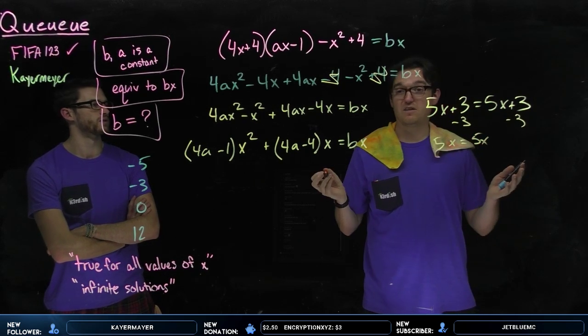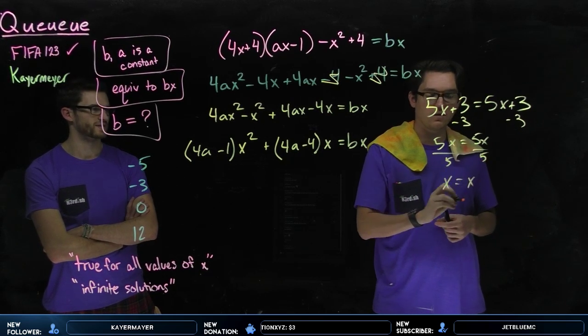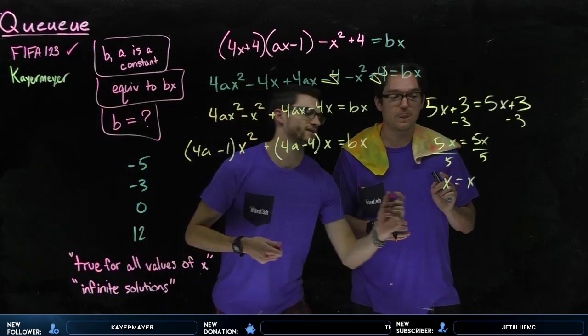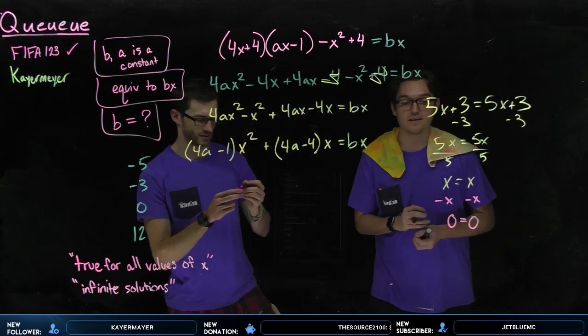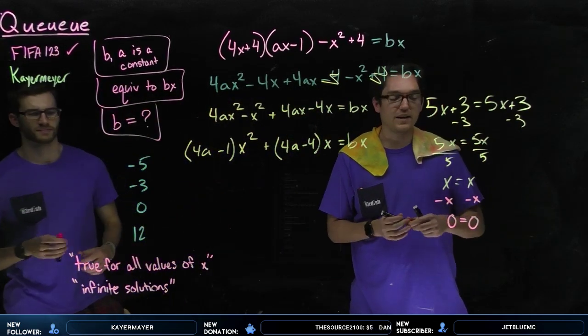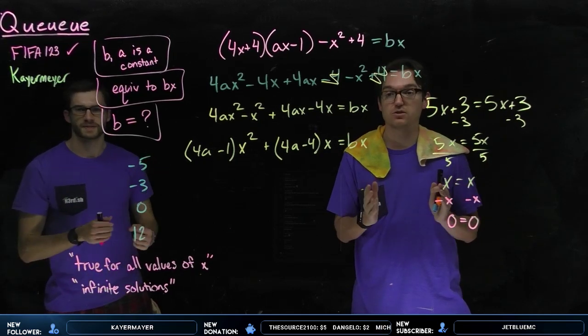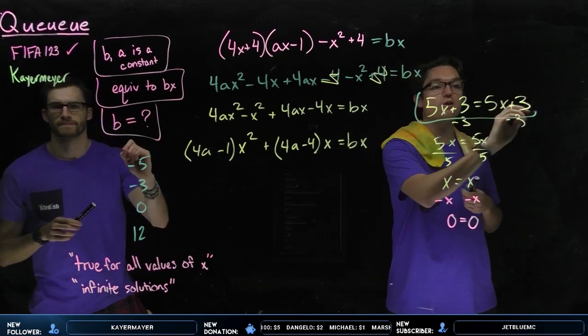Divide by 5. Good idea. Divide by 5. x is equal to x. What do I do with that? What this means is that you have infinite solutions. Well, you could technically do minus x on both sides. You get 0 equals 0. Yes, you could do that as well. Fantastic. What this means, x equals x, is that any value of x would solve this. There are infinite solutions for all values of x. So this is true for all values of x.